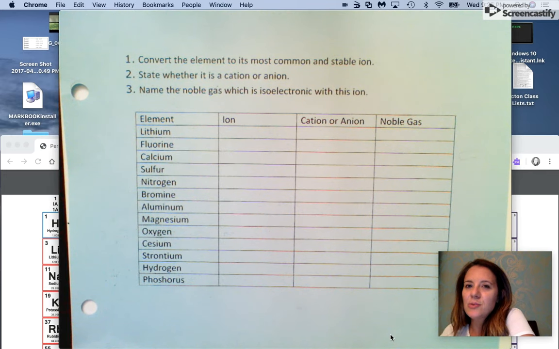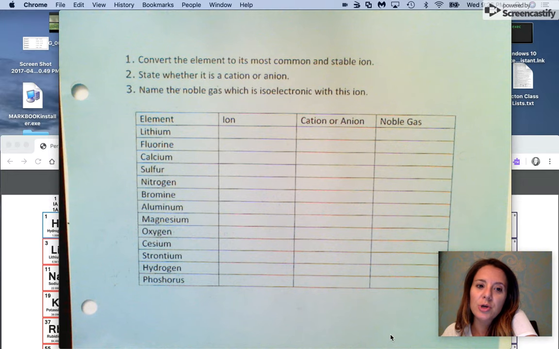Hi everyone, I just wanted to talk to you a little bit about how to complete the Isoelectronic worksheet. You'll notice that there's a couple of examples already filled out for you, but I thought I would just show you here how to use your periodic table to aid you in this task.